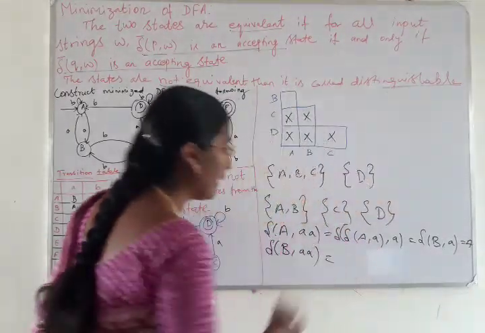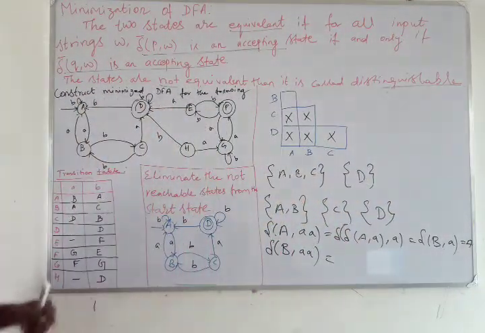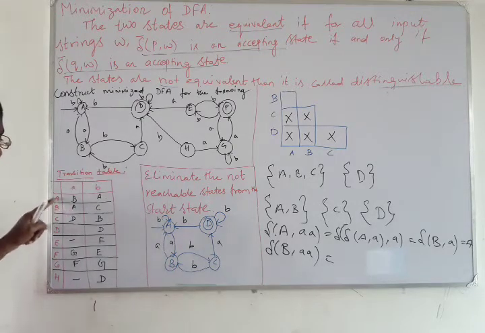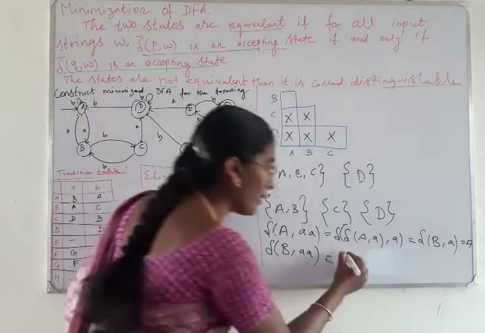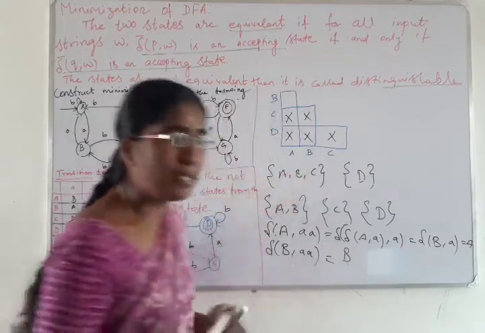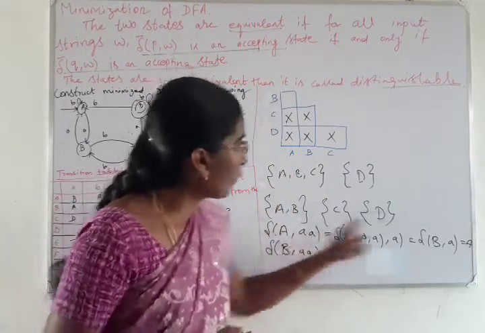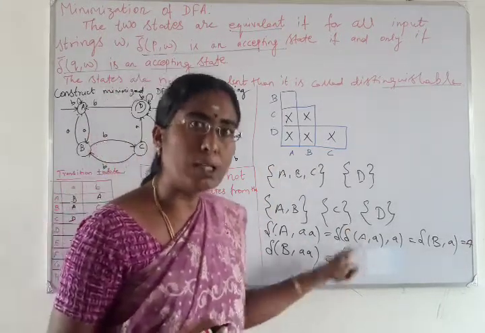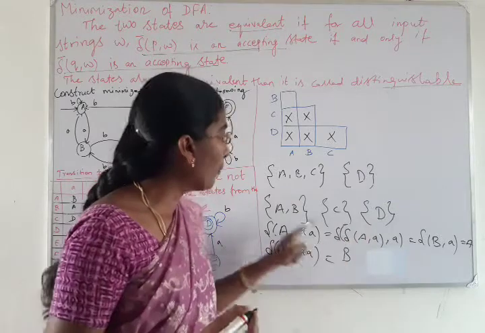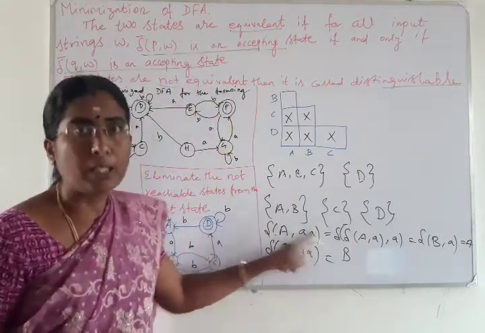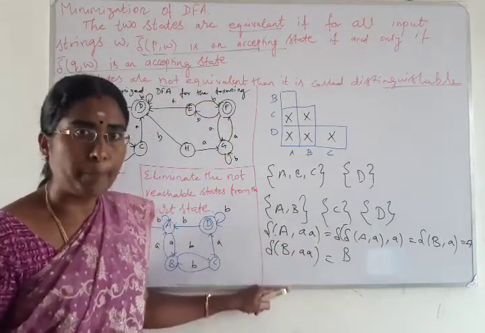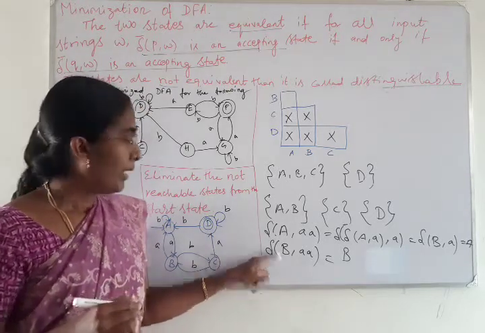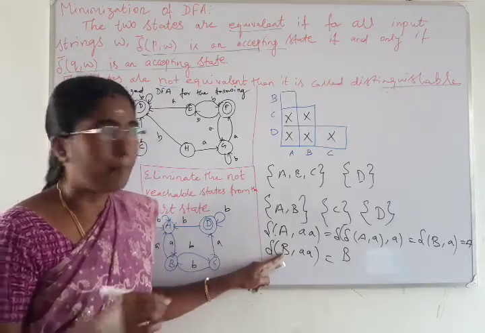Like this for del of B comma AA. B comma A is to the state A. Again A comma A is to the state B. So it is equal to B. Both the transitions lead to A comma AA equal to A, B comma AA equal to B. Both the states are non-final states. Hence up to the symbols AA, the states A and B are equivalent. Next we will extend the states A and B for the symbol AB and for the symbol BA.